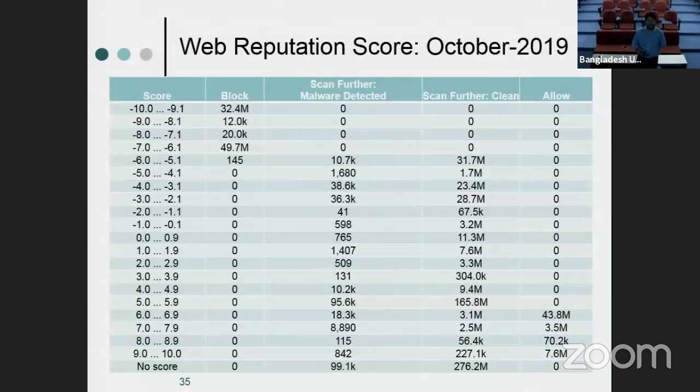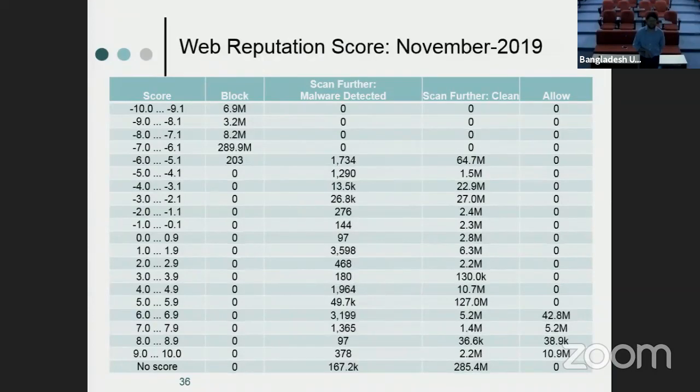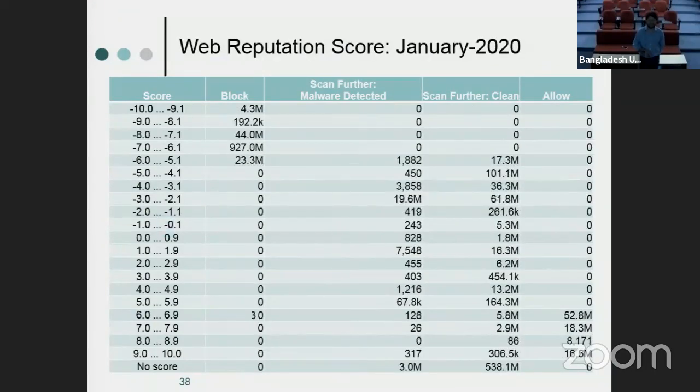Okay, so this is the reputation score for October, just showing you examples of different scenarios. The first 4 lines are blocked by default because they are below -6. The last 5 lines are allowed traffic because they are greater than +6. Everything in the middle will be scanned further, and after that it is either cleaned or malware is detected. This is similar data for October, November, January, and February.